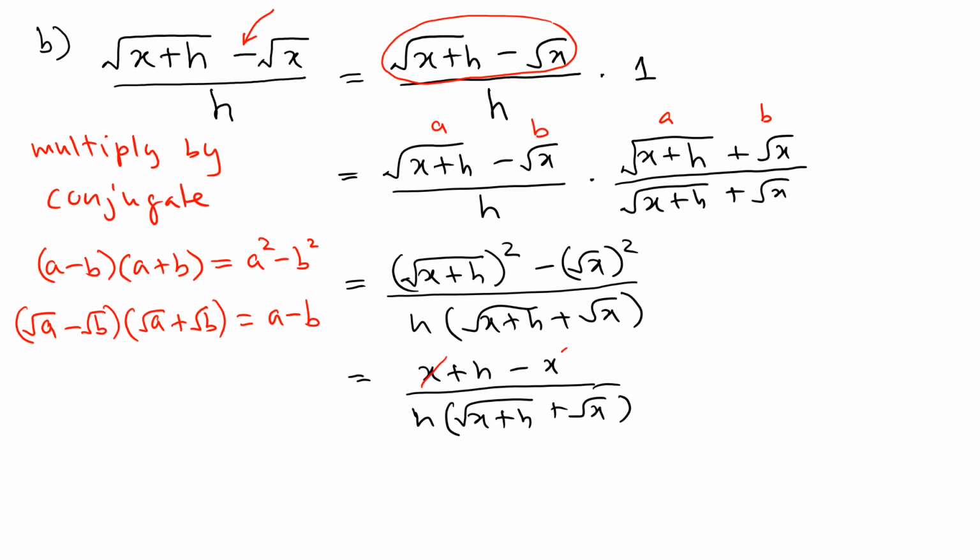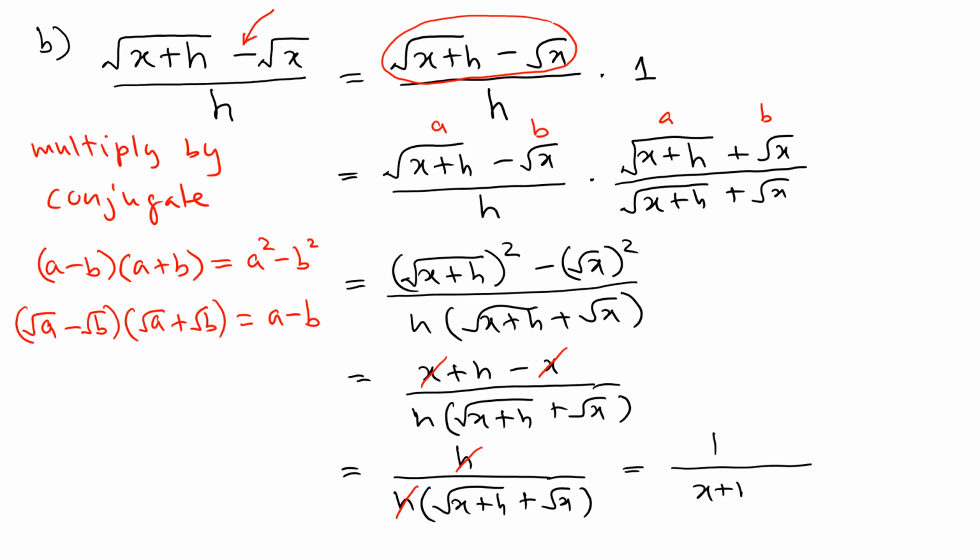And then you can see now x and x get cancelled. After that, we're going to get h divided by h times square root of x plus h plus square root x. Now what we can do is cancel the h term. So that's the second step. And then you simply end up getting 1 over square root of x plus h plus square root x, and that is the complete simplification of that expression. So you can see that h is now only in the bottom. This is how you can simplify terms with the square root.